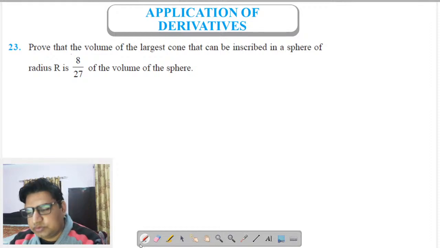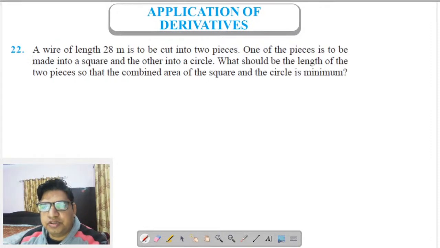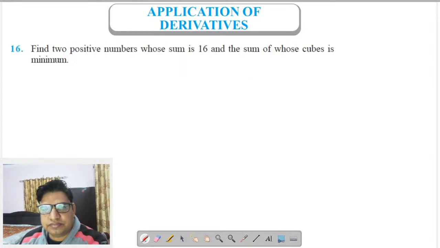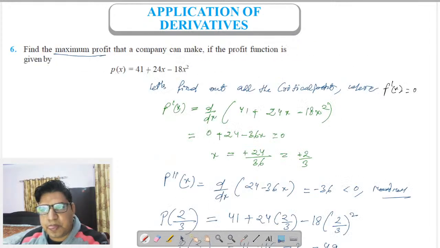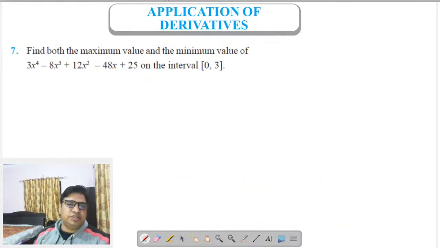So today we are going to start with one more important topic of class 12. The topic is very important from examination point of view, and in this video we will be starting with maxima and minima. That is part of application of derivative, class 12, chapter number 6, NCERT.